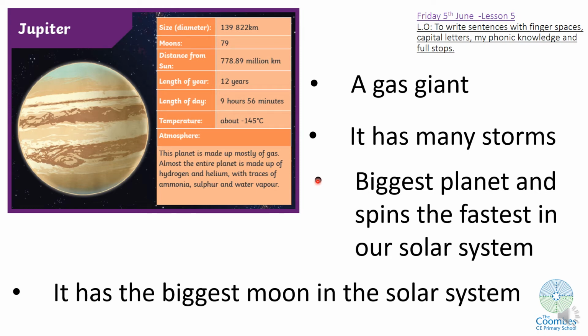So let's just recap our facts about Jupiter. It is absolutely massive and it is made up of gas. It has lots and lots of storms, and because it's one of the biggest planets in the solar system, it also spins the fastest. It has 79 moons, and one of those moons is the biggest moon in the solar system.